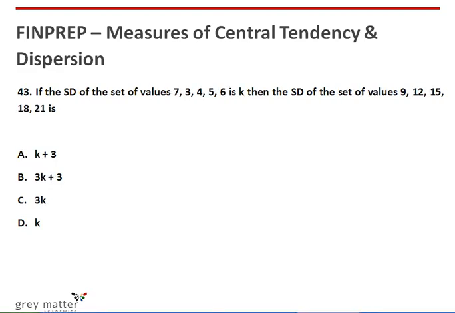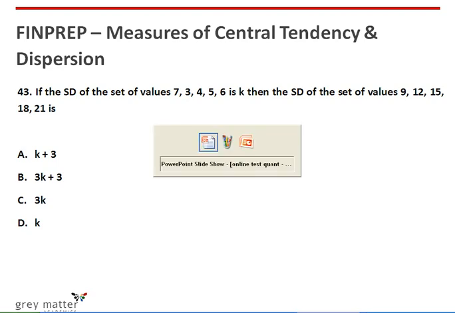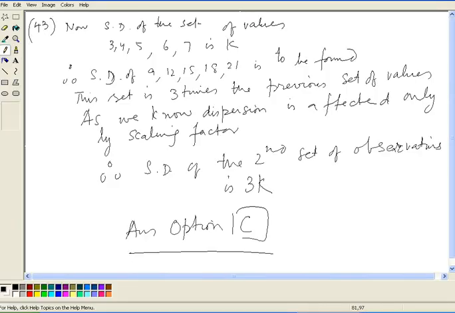43rd problem. If the standard deviation of the set of values 7, 3, 4, 5, 6 is k, then the standard deviation of the set of values 9, 12, 15, 18, 21 is to be computed. Now sequentially arranging the set of values, the standard deviation of this set, say 3, 4, 5, 6 and 7, is given to be k. Therefore the standard deviation of 9, 12, 15, 18, 21 is to be found.